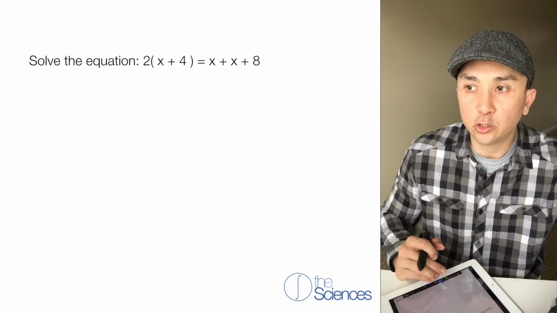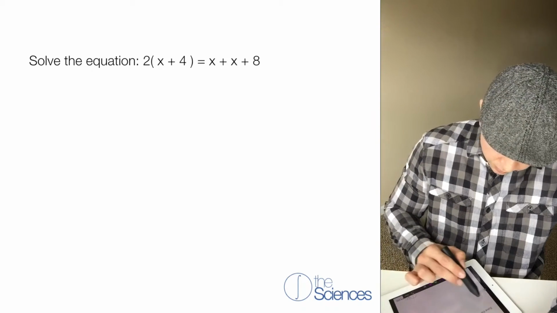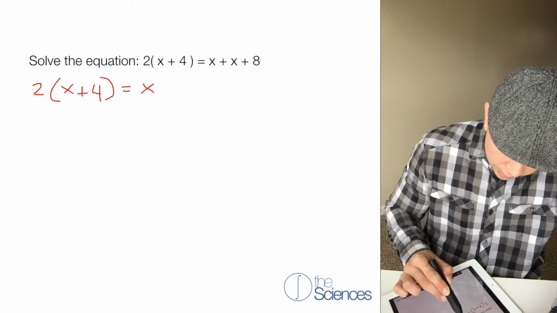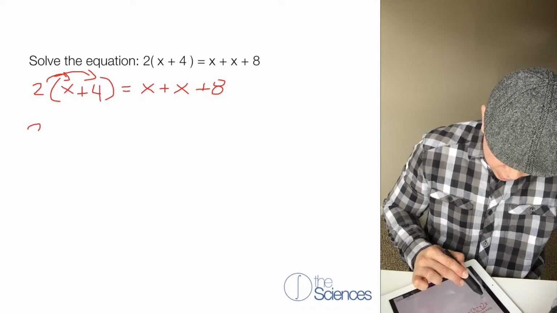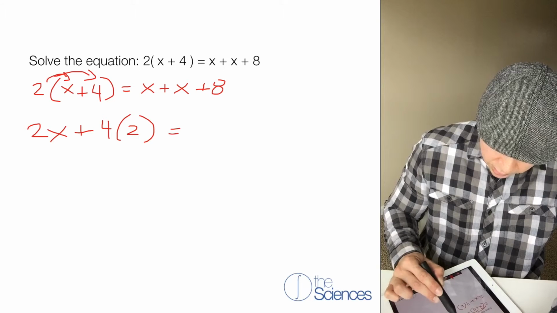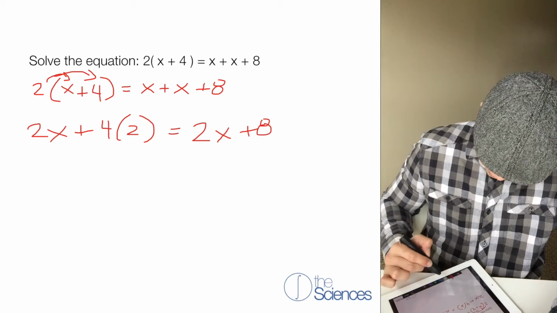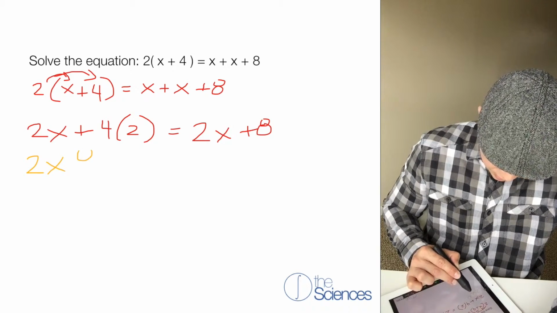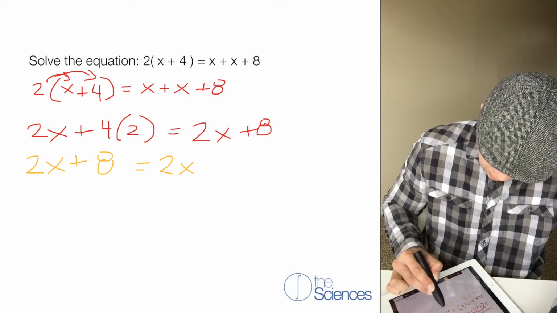Now let's solve the equation 2 times (x plus 4) equals x plus 8. So we have 2 times (x plus 4) equals x plus 8. So we're going to use the distributive property to get 2x plus 4 times 2 equals x plus x is 2x plus 8. So now we have 2x plus 4 times 2 is 8 equals 2x plus 8.